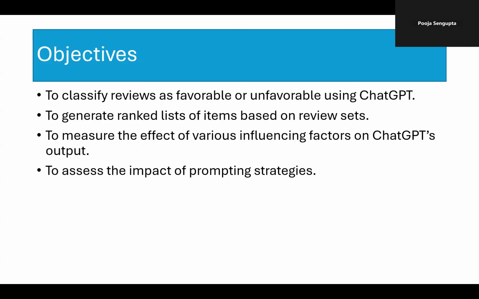Now, when we use a textual corpus, we can use ChatGPT with the following objectives. We can use ChatGPT to classify reviews as favorable or unfavorable, depending on the type of emotion or sentiment expressed by the customers who wrote those reviews. We can also use ChatGPT to generate ranked lists of items based on review sets. We can use it to measure the effect of various influencing factors on ChatGPT's output, and we can also assess the impact of prompting strategies.